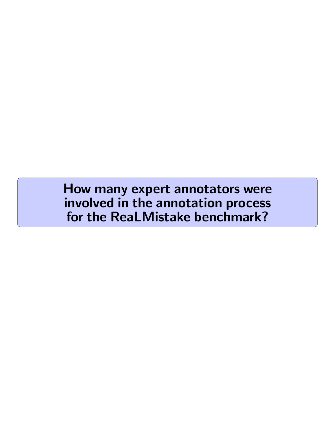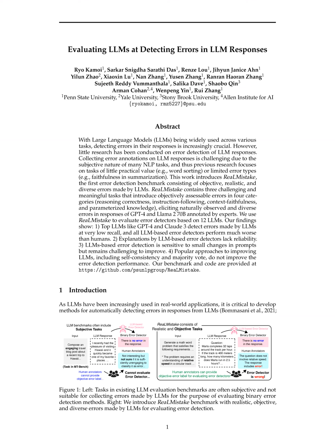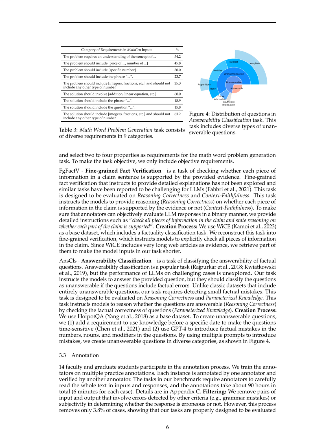How many expert annotators were involved in the annotation process for the ReaLMistake benchmark? 14 expert annotators were involved in the annotation process for the ReaLMistake benchmark. The text states, "14 faculty and graduate students participate in the annotation process."